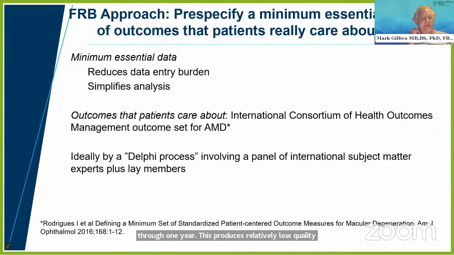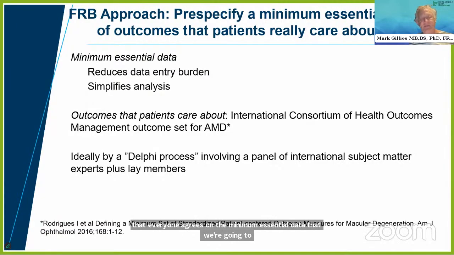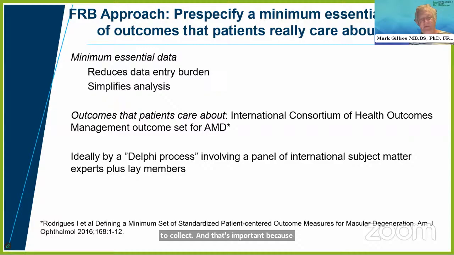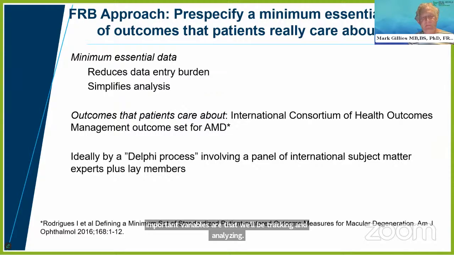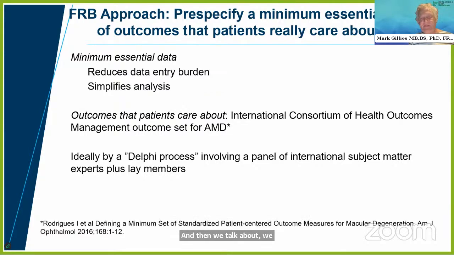The approach that we've taken is firstly to identify the minimum essential data that everyone agrees we're going to collect. That's important because it reduces the data entry burden, but also it simplifies the analysis, because everyone agrees from the outset what the important variables are that we'll be tracking and analyzing. And then we choose outcomes that patients care about.